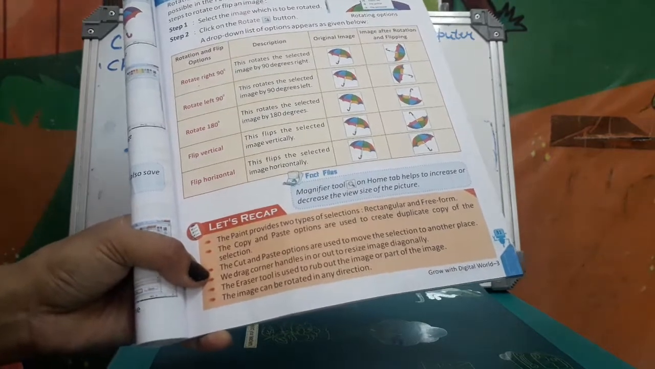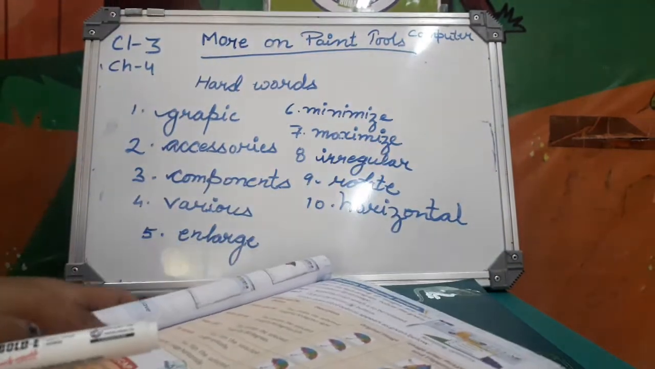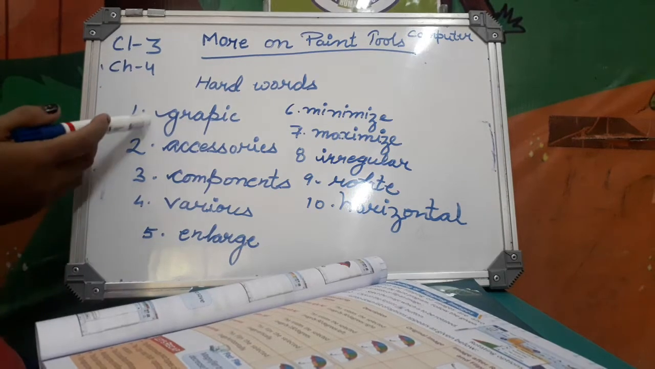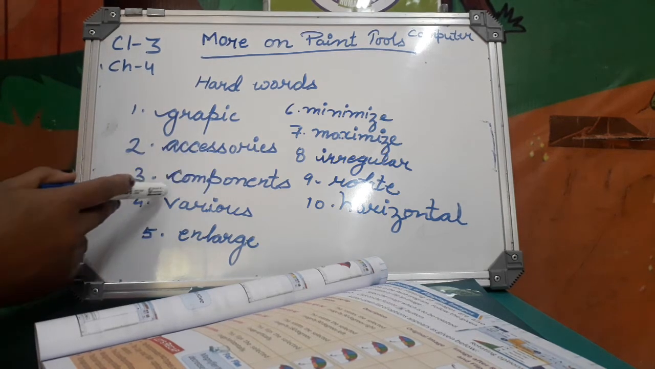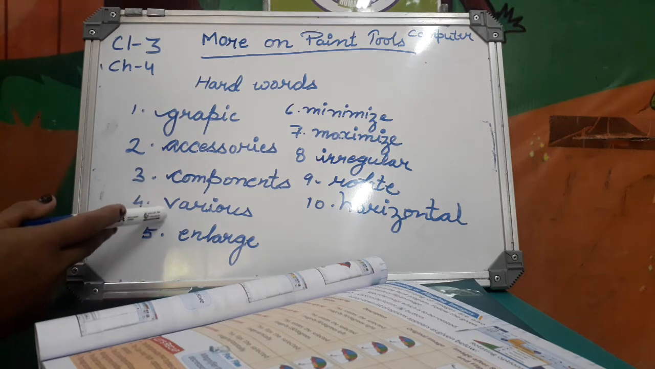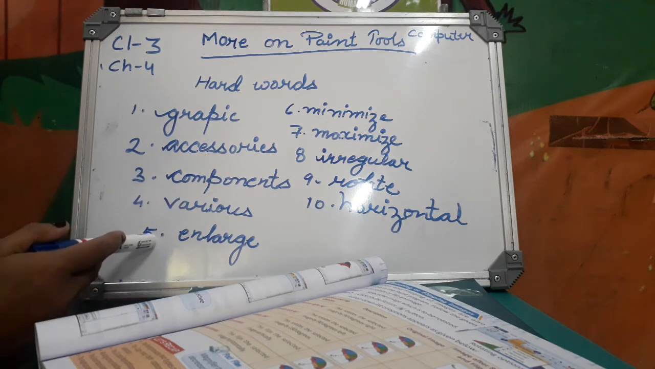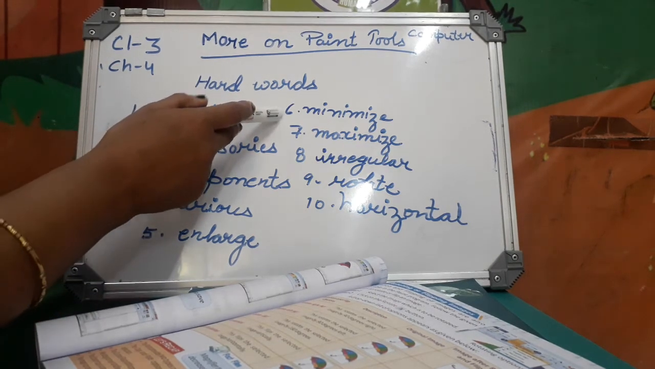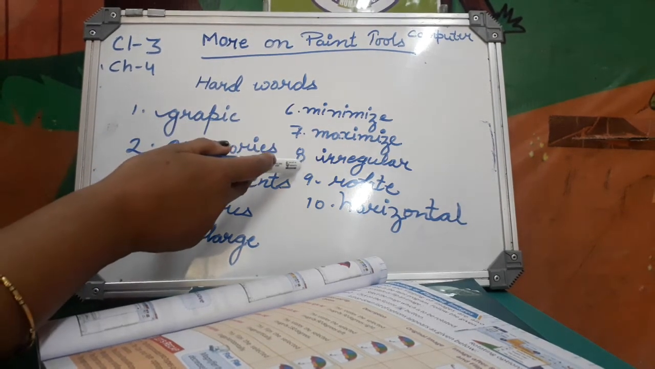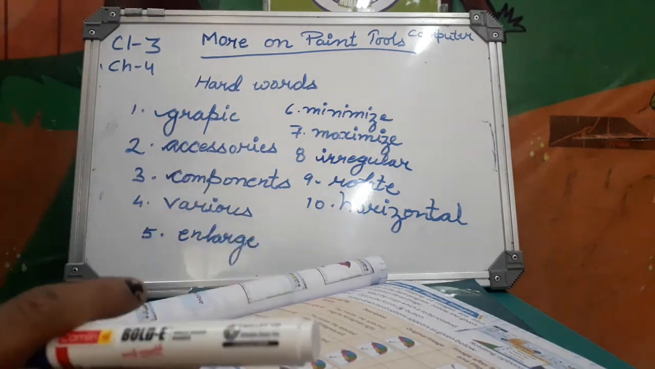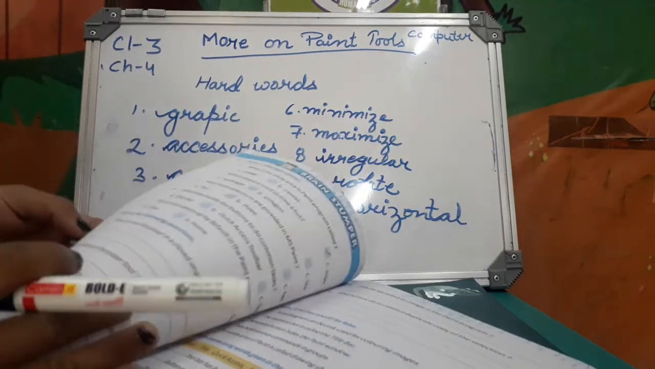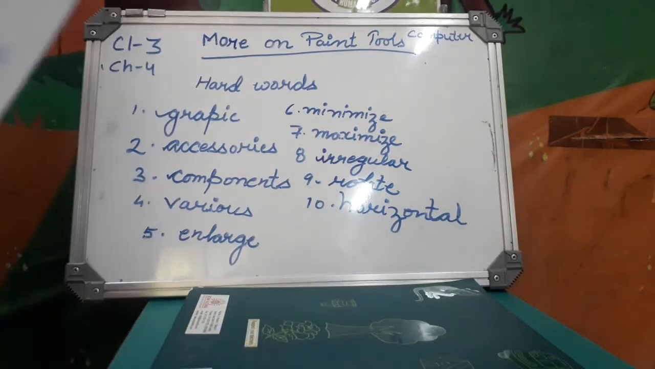Now here your chapter is completed. I will send you worksheet, you have to do worksheet, and here some difficult words are there. Graphic, this is your first word. Accessories, okay, and component. This is your third word, various. Fifth is enlarge. Sixth, minimize. Seventh, maximize. 8, irregular. 9, rotate. And 10, horizontal. These are the hard words of this chapter. You have to do these hard words. I will send you worksheet and do this worksheet.